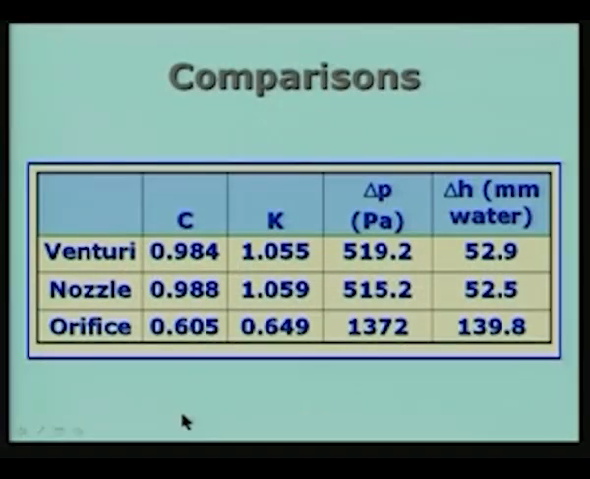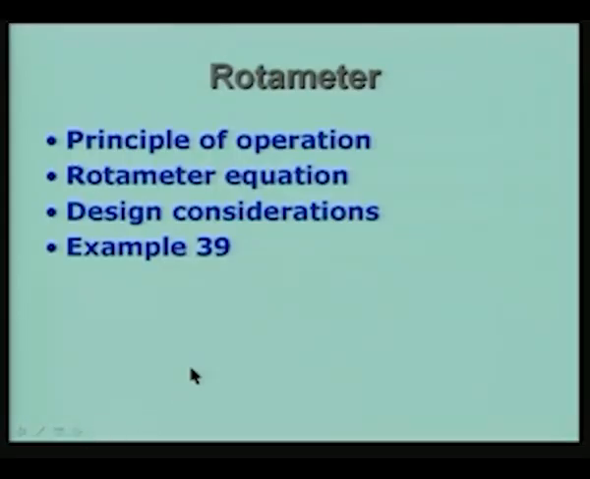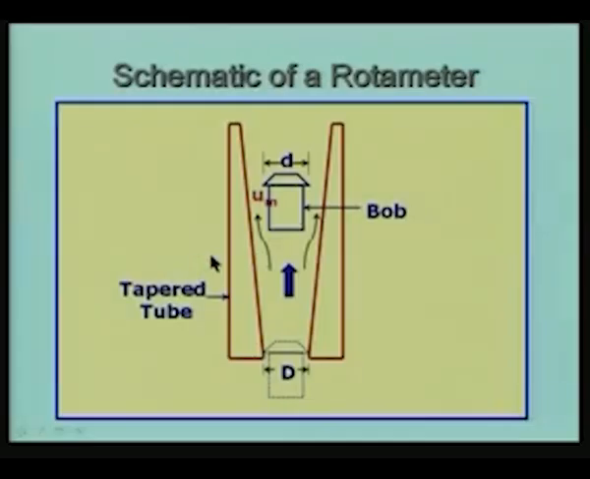So, let us now look at what are the other kinds of instruments which can be used for measuring the flow rate. One of them is called the rotometer, or it is also called the drag effect meter. So, we will look at the principle of operation of a rotometer, how it is constructed, what are its characteristics. We will derive what is called the rotometer equation, and then we will look at the design considerations, and then we will take up an example 39. That is what we want to do.